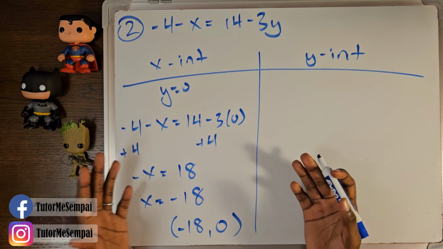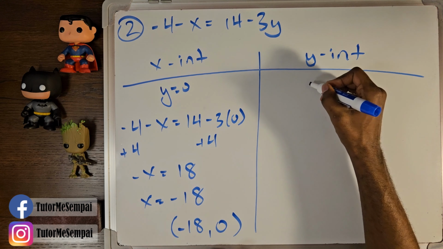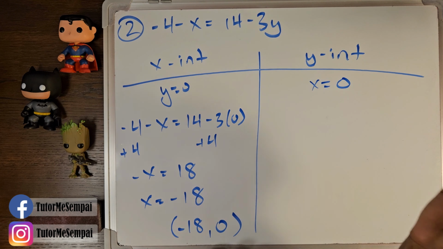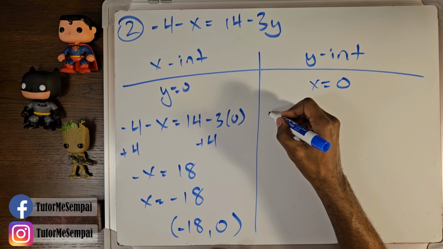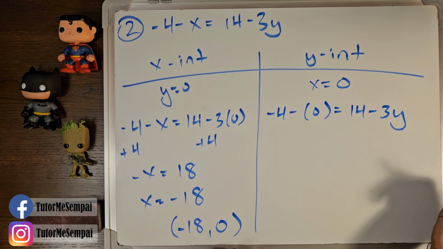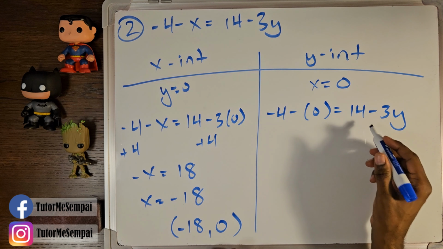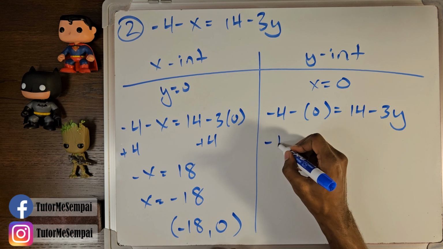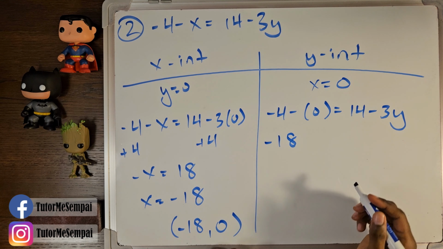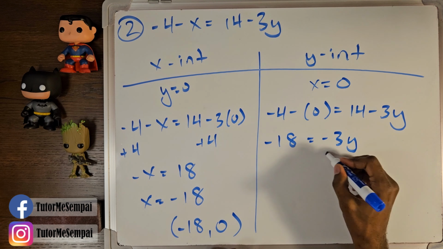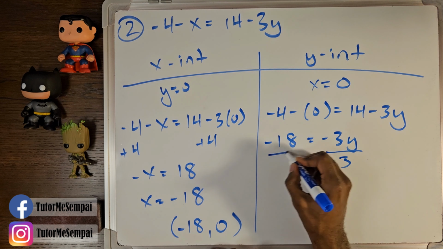Now we're going to do the same thing for our y-intercept. But in order to start, we have to set our x equal to 0. Now substitute that back in, and we get the following. Now we have to solve for y, so let's get y by itself. So we're going to subtract 14 from both sides, and the negative 18 goes away, equals negative 3y, and we're going to divide both sides by negative 3.